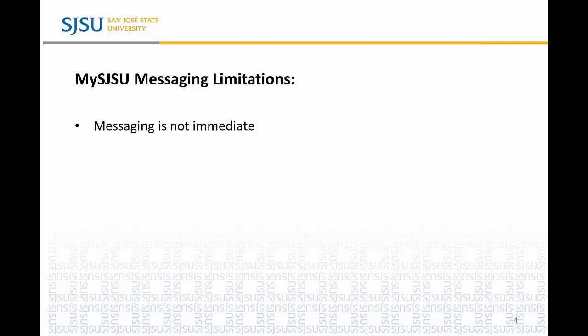So if you're attempting to communicate information that would be relevant that same day, for example, an instructor calling in sick, email or other contact methods are probably better. But if you're fine waiting a day for the student to have that notification that there is a new message, then MySJSU Messaging is appropriate.